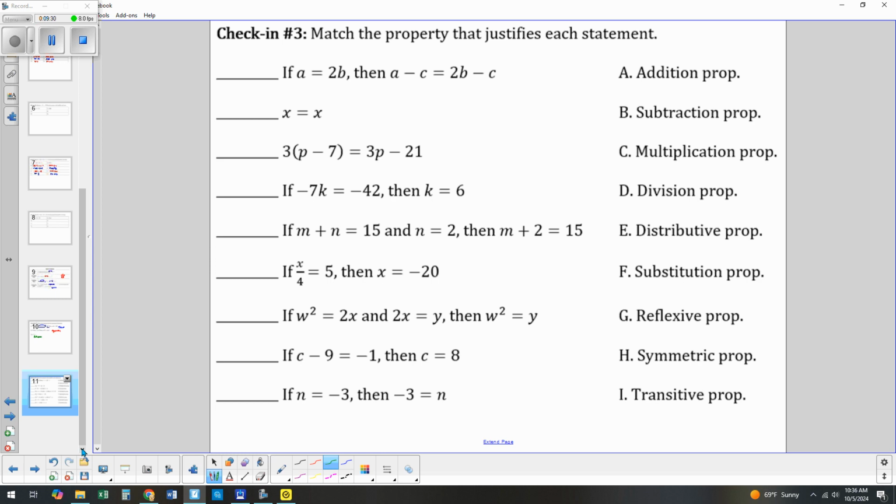So this is the last check-in. You could pause if you'd like to try it. Answers are posted online. That is the end of section 2.4.